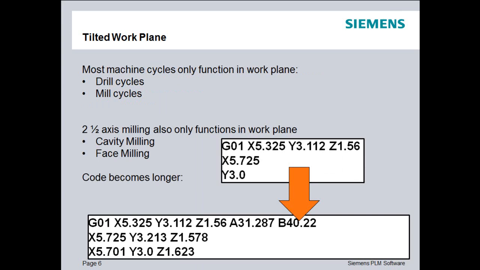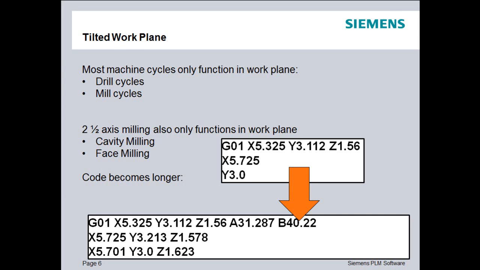However, most machine cycles will only function in the work plane, or the plane that is normal to the XY plane. So if you're doing drilling or if you have any mill cycles, those only function in that specific work plane. There are also some 2.5 axis milling functions that only function in a specific plane, usually parallel to the work plane. For example, cavity milling. All cavity milling operations are performed with the cutting portion of the operation done perpendicular to the tool axis. So it's really a 2.5 axis milling operation. Same is true for face milling.